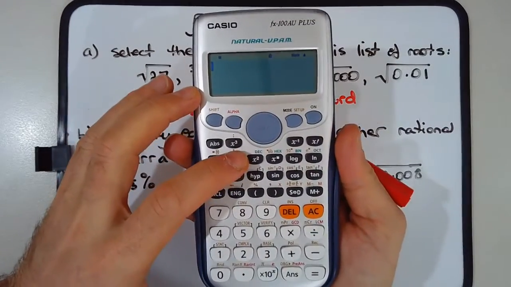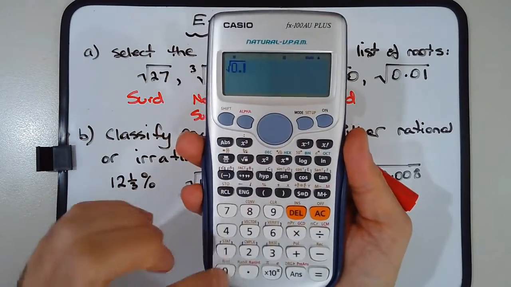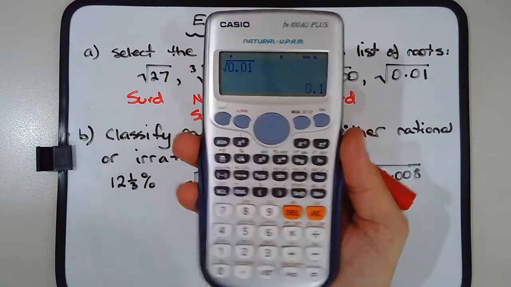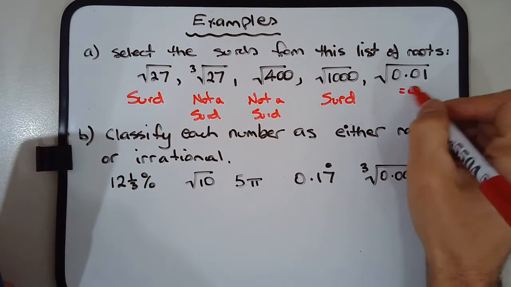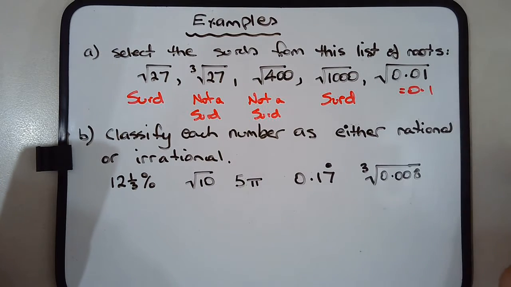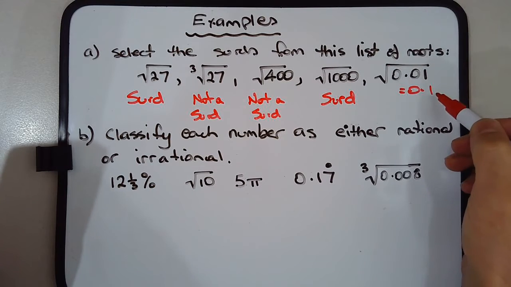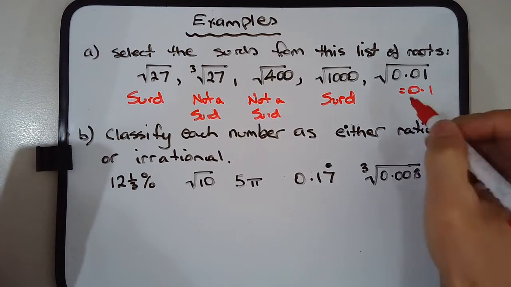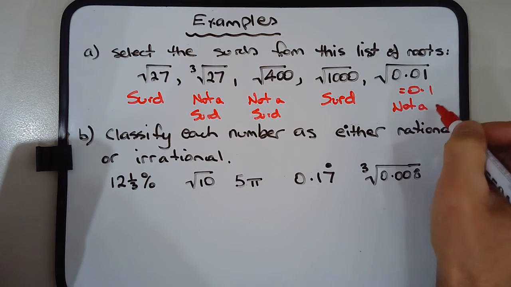Okay, just because it's a square root of a decimal, that might not be a surd. Okay, might be a rational number. In fact, you get 0.1. So this equals 0.1. It doesn't go on forever and ever. So it's terminating, and it can certainly be written as a fraction. So this is the fraction 1/10. So this is also not a surd.